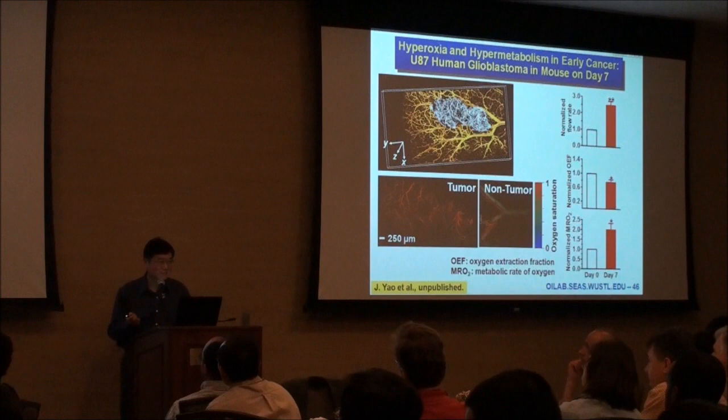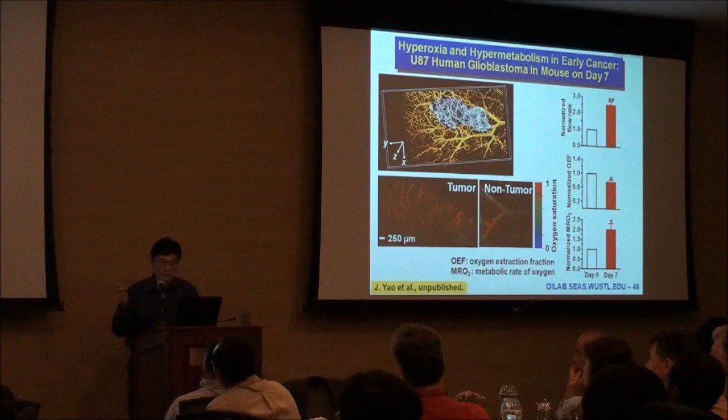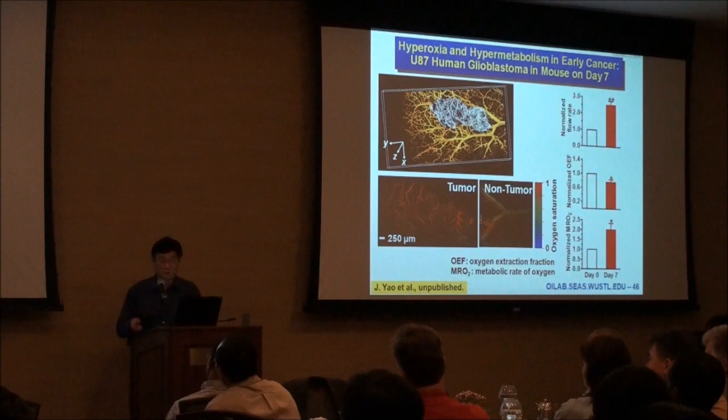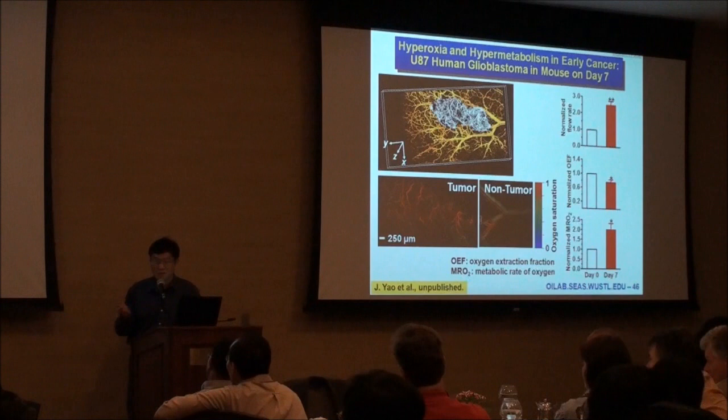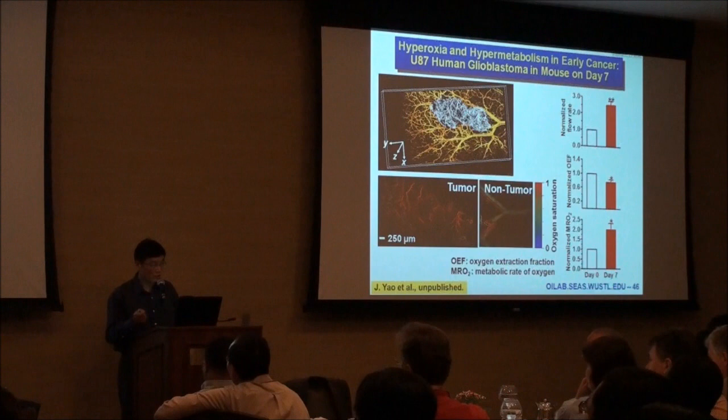The reason is that the hypermetabolism initiated angiogenesis. You grow so many more new blood vessels, so you overcompensate for the consumption of the oxygen. Right? In the end, you still have excess oxygen within the bloodstream. So the argument is, the metabolic rate of oxygen could be much more fundamental to measure in order to diagnose cancer early.